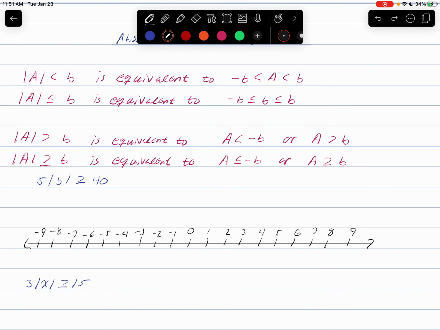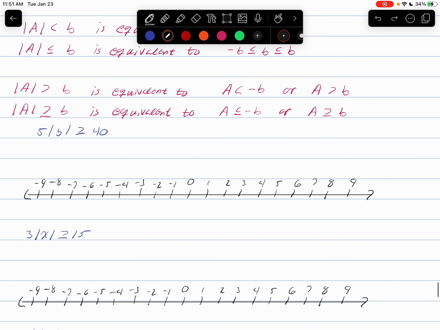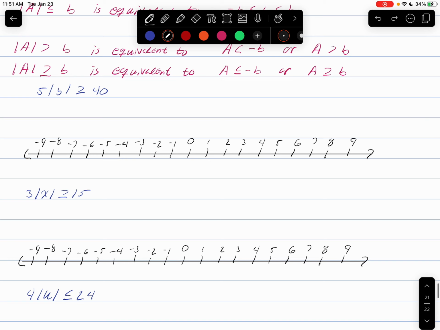And then if we have the absolute value of a number or expression A being greater than B, this is equivalent to A being less than negative B, or A being greater than B. And again, it works the same way for less than or equal to and greater than or equal to. Okay, so let's take a look at an example here.